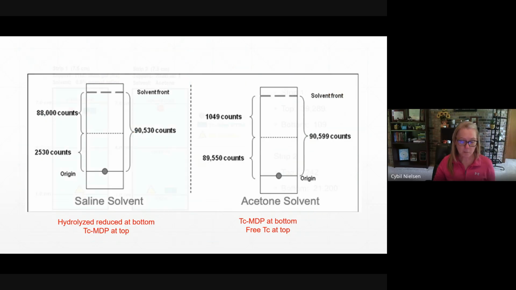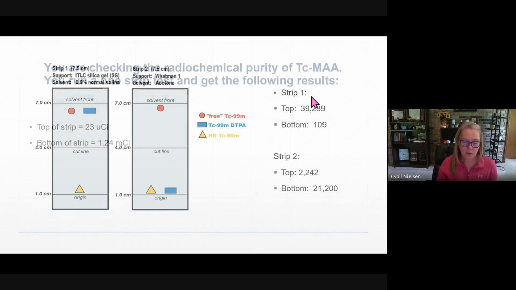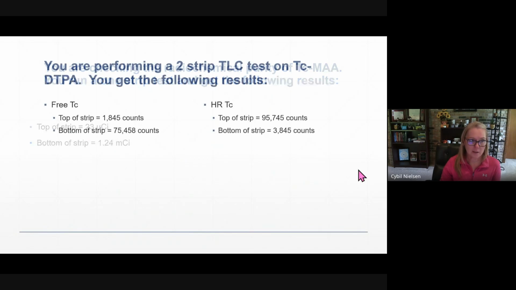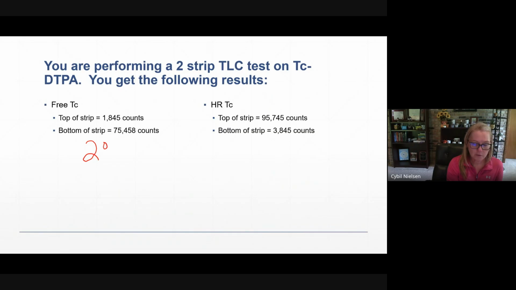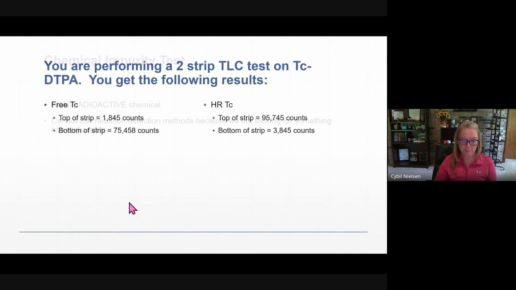Okay. I have a couple more problems. I'm just going to give you the answers to these, and you can go through and work on them yourself. But I think you've got it. So the percent purity here is 90.1. We can also do this with the activity. So instead of using the well counter, we can use the dose calibrator. This comes out to 98% purity. And this last one, this is 2% free tech, 4% hydrolyzed reduc, 94% purity. So when you get a chance, go back and work through those.